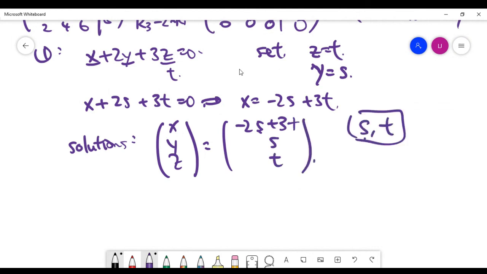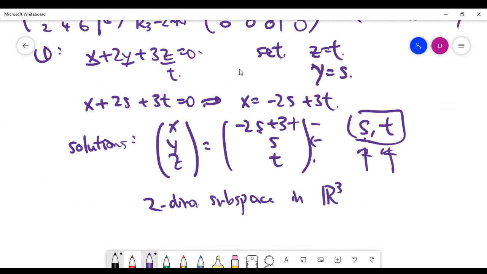It gives you a sense that the solution space actually has 2 degrees of freedom, in the sense that it should be a 2-dimensional subspace in R3. It is in R3 because there are 3 coordinates in each vector, right? And that's the null space of the matrix M, right?